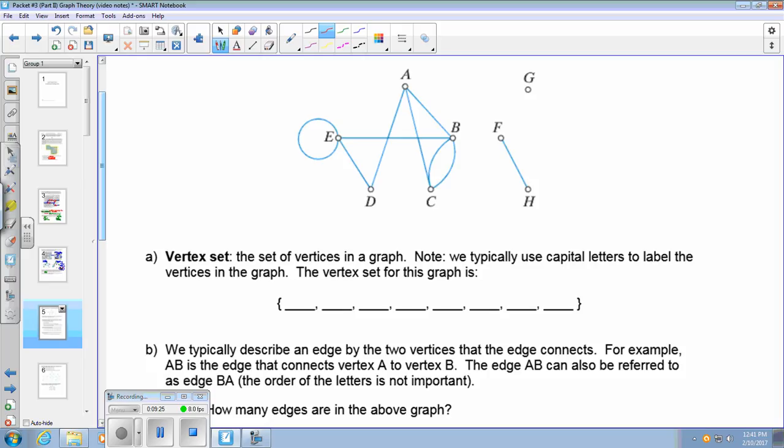Right, our first vocabulary is right here. We're going to talk about a vertex set. It's a set of vertices in a graph. So note we typically use capital letters to label the vertices in the graph. The vertex set for this graph, if you take a closer look up above, there's one of our vertices, and those are represented by the dots. And if we keep going, we've got A, B, C, D, and E. And then we also want to make note of F, G, and H over here. Right, so that's our vertex set.